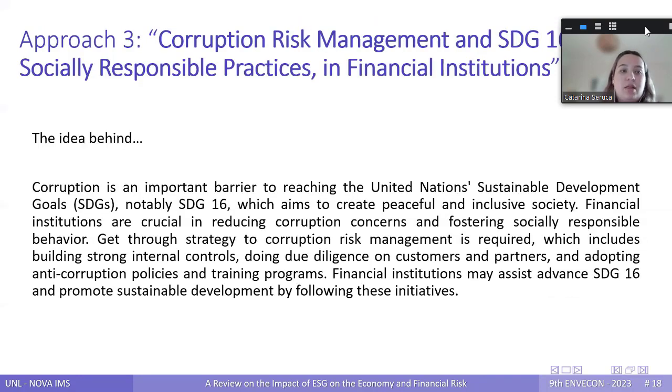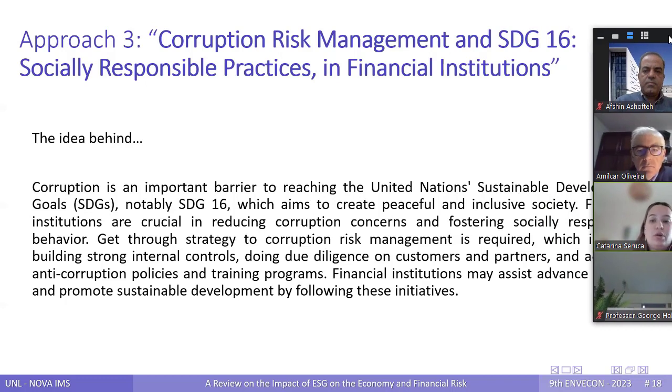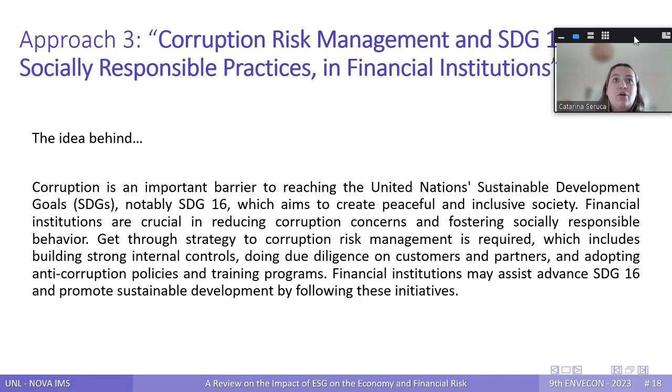Moving on to our third approach, whose main research question is, how do corruption risk management strategies contribute to the United Nations Sustainable Development Goals? We know that risk management holds a crucial significance in the banking and insurance sectors due to their vulnerability to various dangers and facing the need for effective risk management in maintaining balance between financial uncertainty and potential loss.